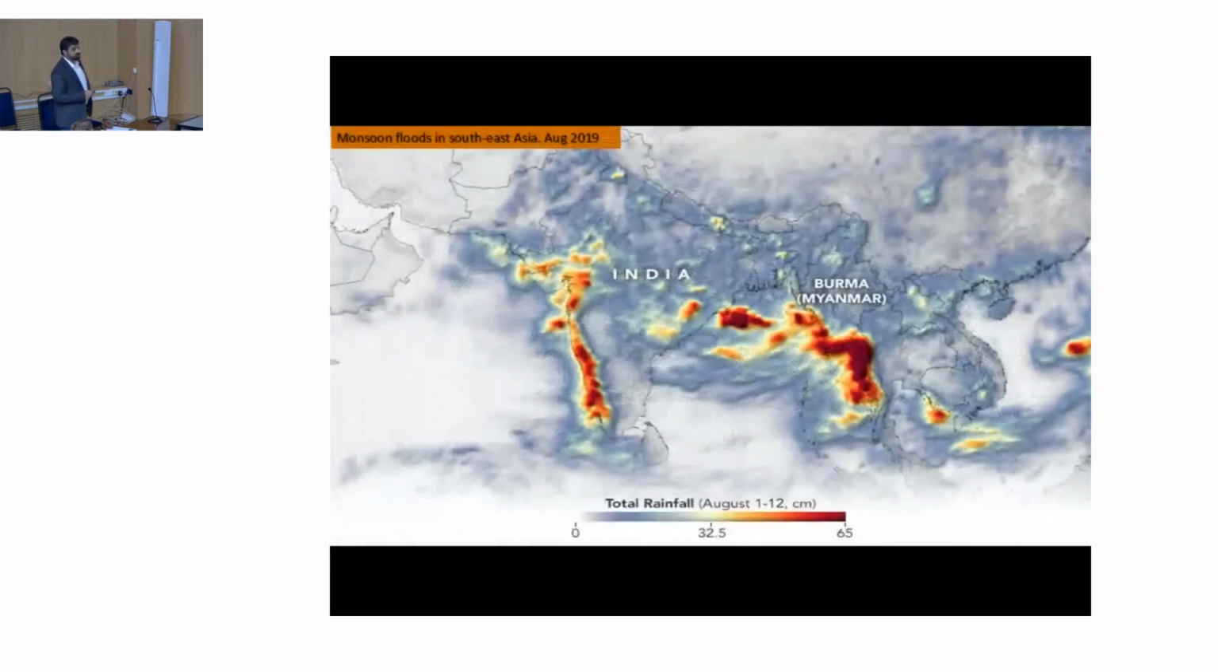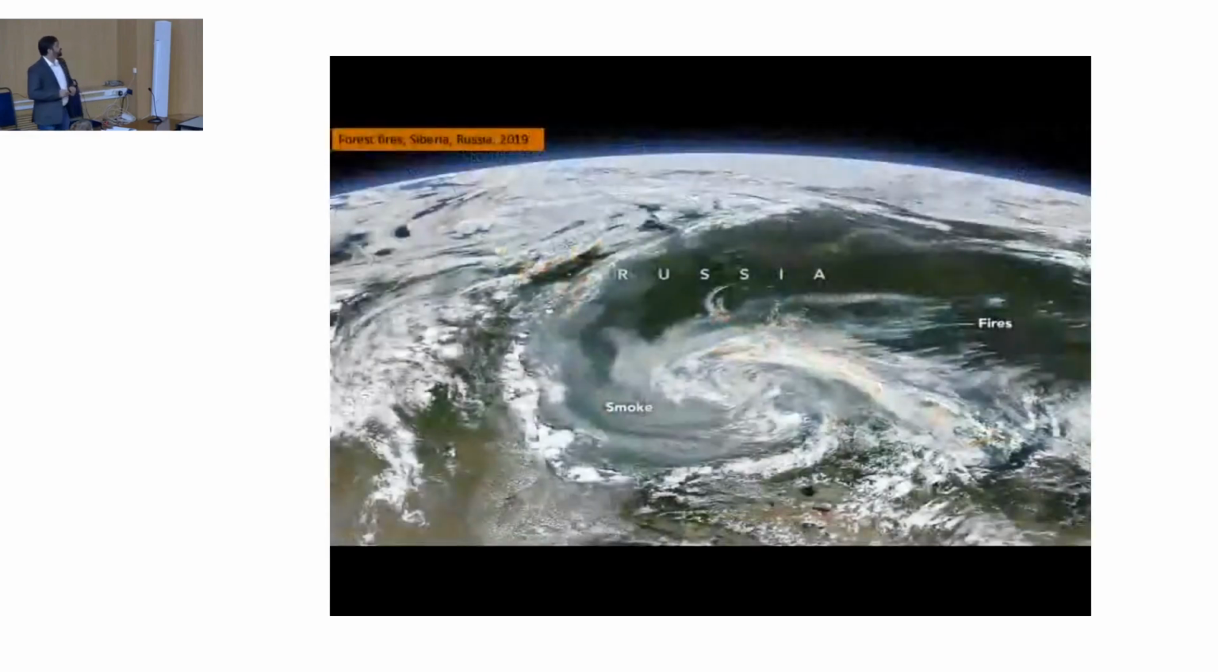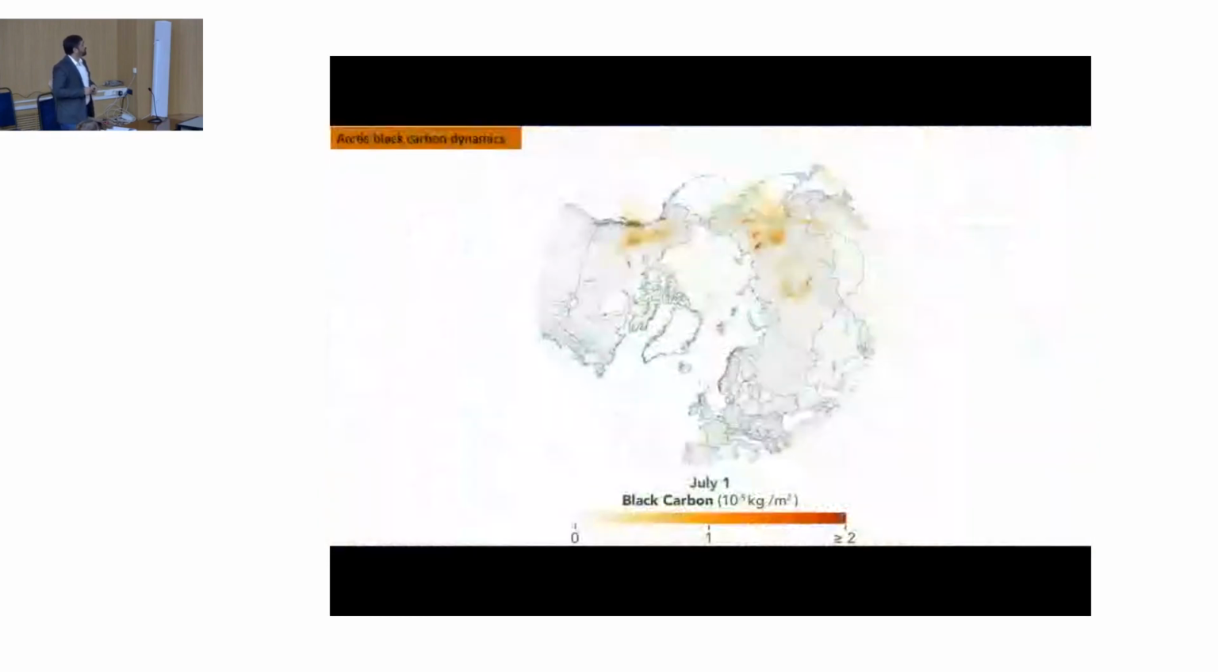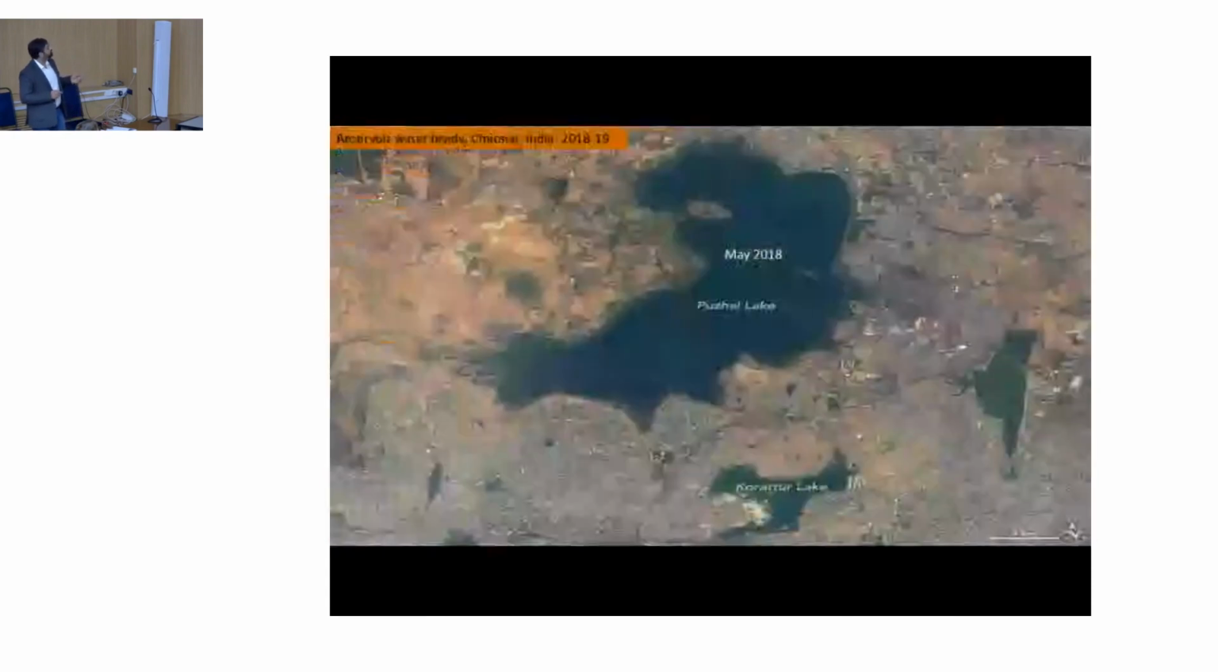Similarly, the floods during monsoons. You can also monitor forest fires, like the Siberian forest fires a couple of years ago. You can even model them.